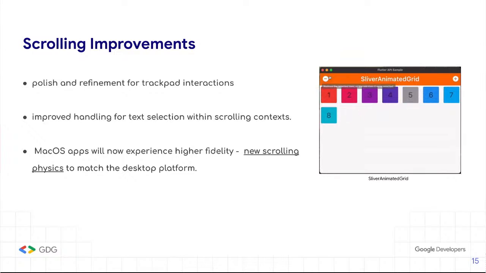And also the Mac OS apps. Because of the desktop platform support, the scrolling had to be improved, because the desktop apps are basically very fast and they don't have any scrolling issues. So Flutter had to work on the scrolling of it to match with the desktop apps. So you will now experience higher fidelity, meaning the Mac OS apps will now work much better in terms of scrolling physics.